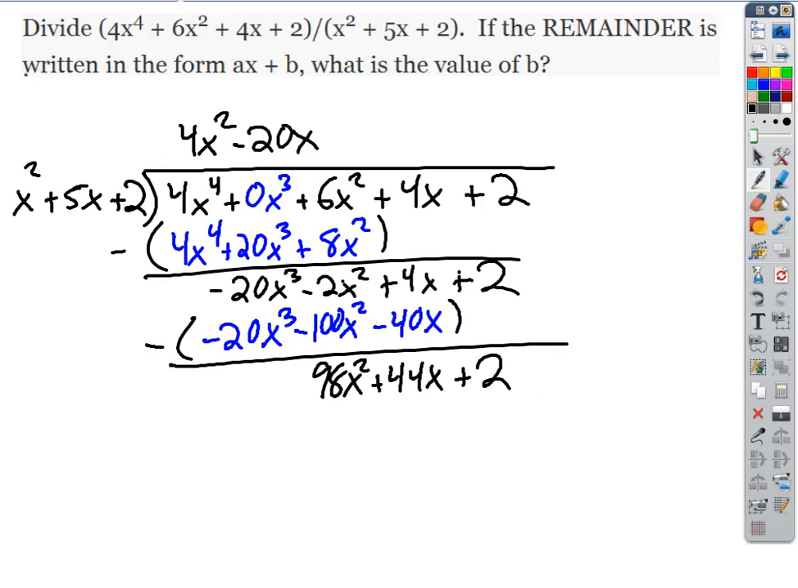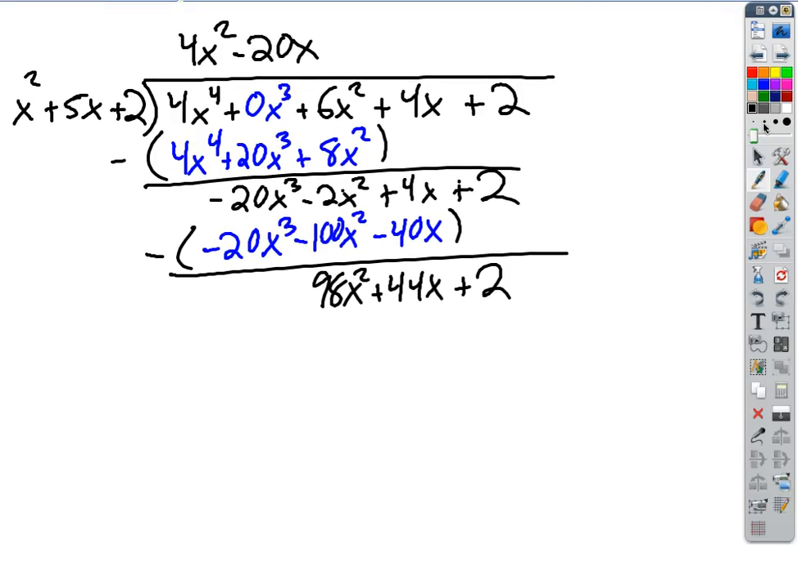So if I distribute, I get 98x squared. 98 times 5 would be what? 492? Is that right? 490. There you go.